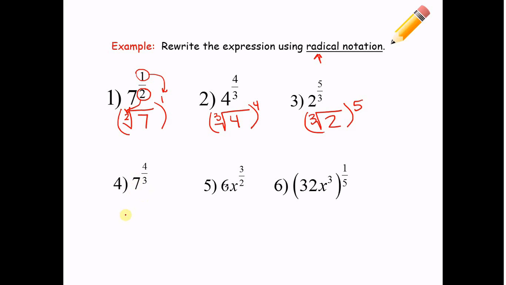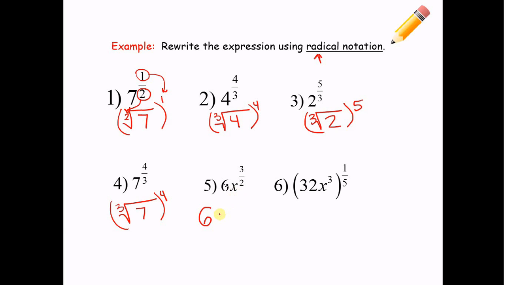This one, we're going to put our radical in. We're going to have 7 underneath there, right? Our index is going to be, that's right, 3. And then I'm going to have it to the 4th power. Now let's look here. Notice how this 6, and we have an x this time. Notice how the 6 does not have a 3/2 with it. So he's just going to sit out in the front, just kind of hang about with that x.